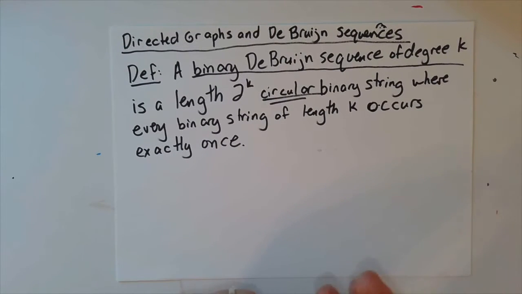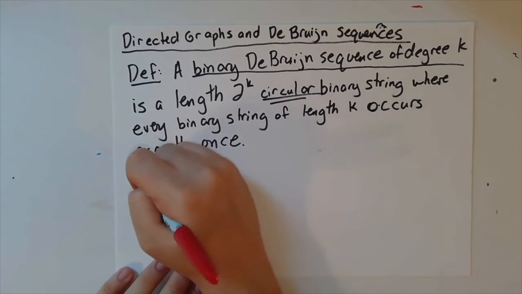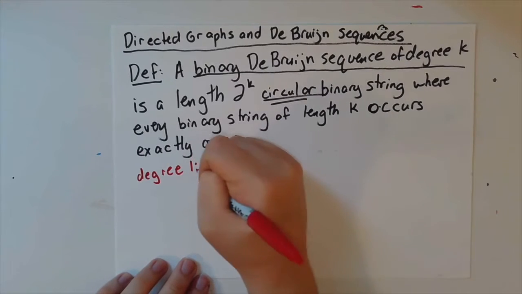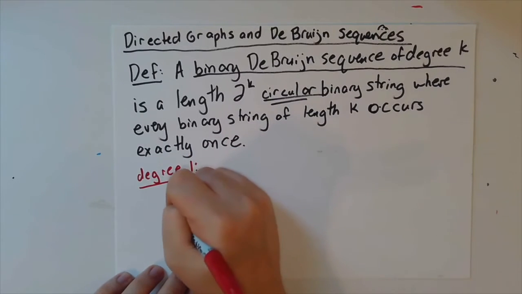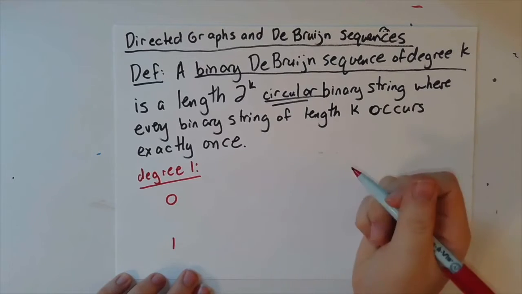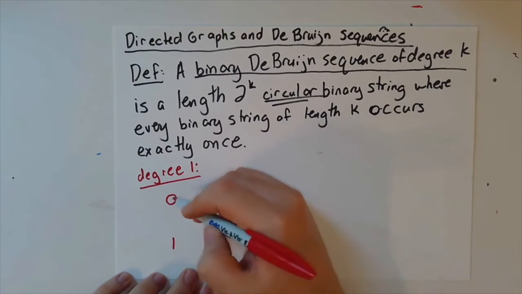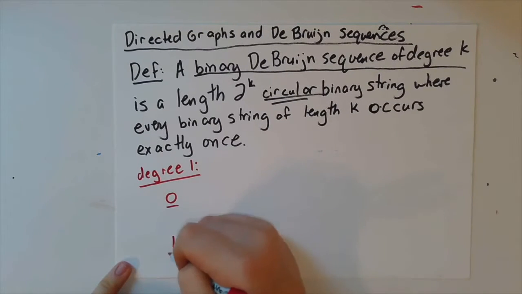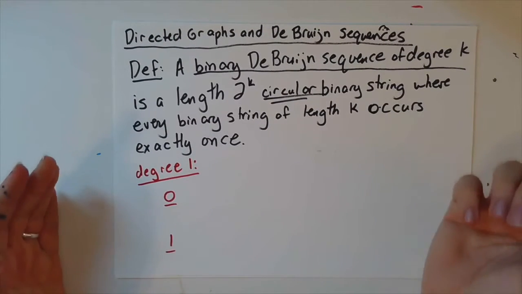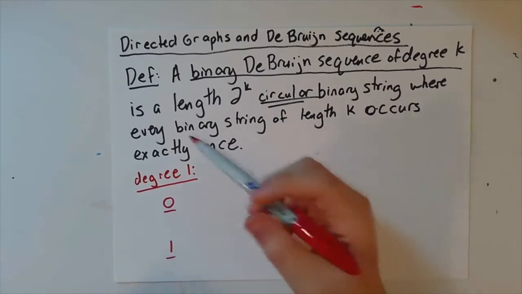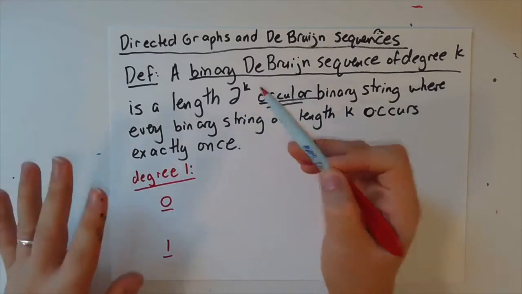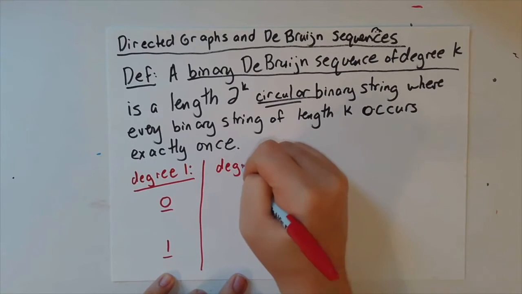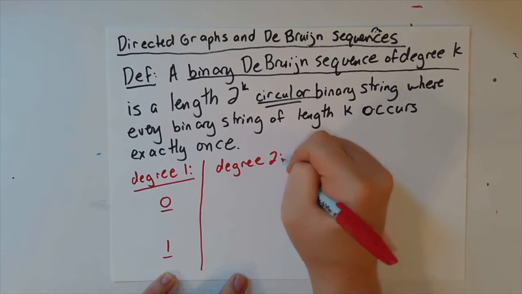Okay. So I'm going to give you examples of these things of each degree up to 3. So here's one for degree 1, namely 0, 1. As I read around this circle, there's a length 1 string, and there's the other length 1 string. These are the only length 1 bit strings. Note it has length 2 to the 1, which is 2. Okay, that's a very, very boring example. Let's see a slightly less boring example. Let's see one of degree 2.